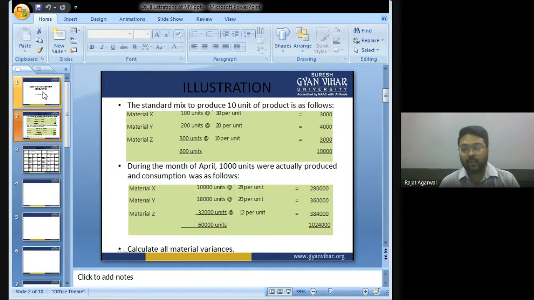You have to calculate all the variances. All variances means all the five variances: material cost variance, material price variance, material usage variance, material mix variance, and material yield variance. You have to calculate all the five variances.